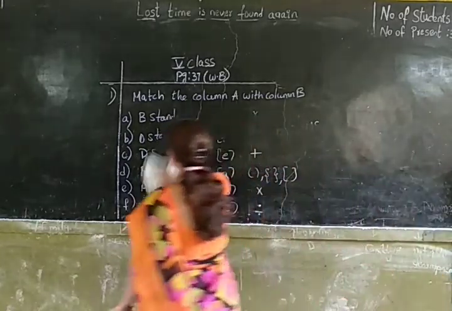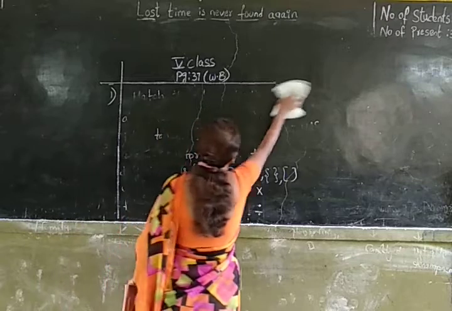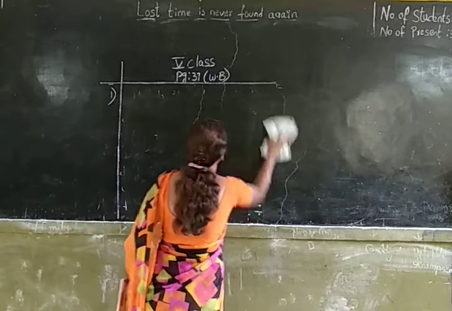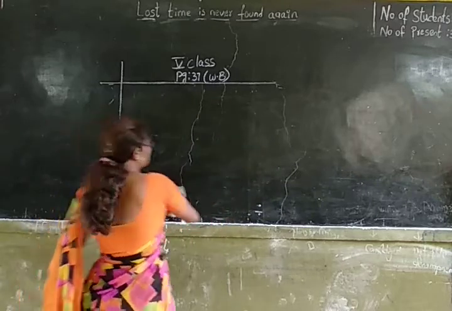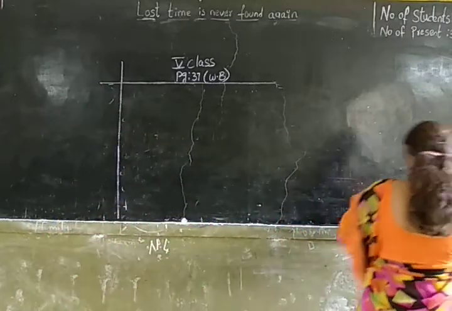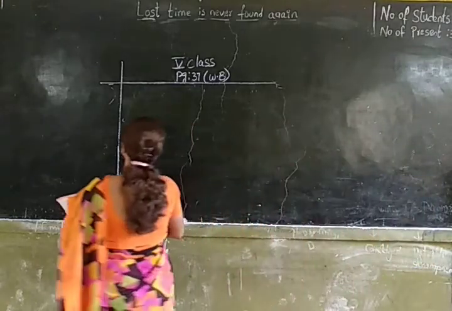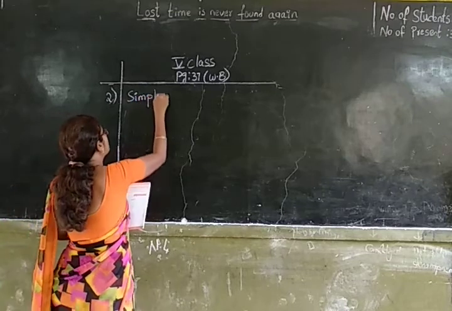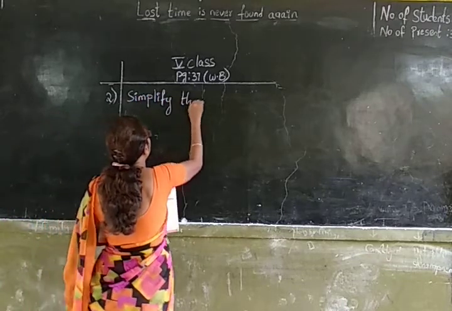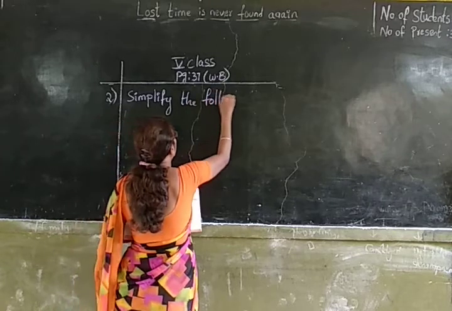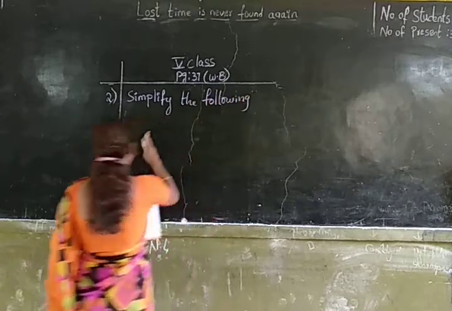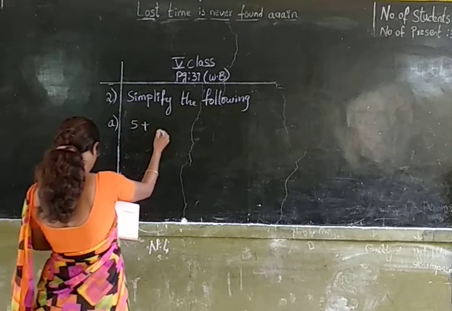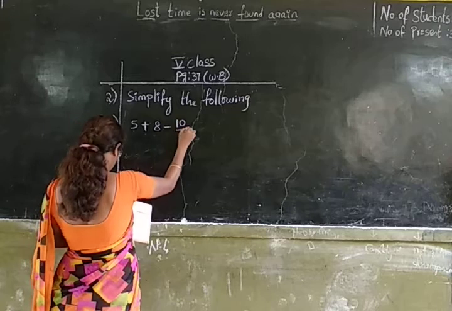Okay, children, now let us move to the second question. The second question is: simplify the following. In it we have the A sum. The A sum is 5 plus 8 minus 10 divided by 5.